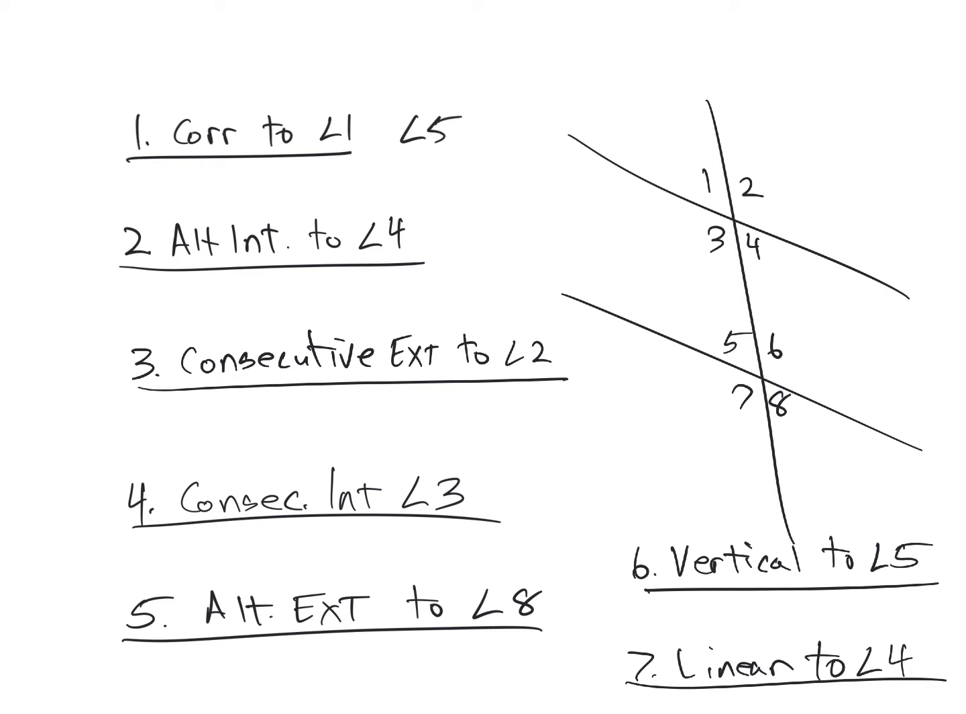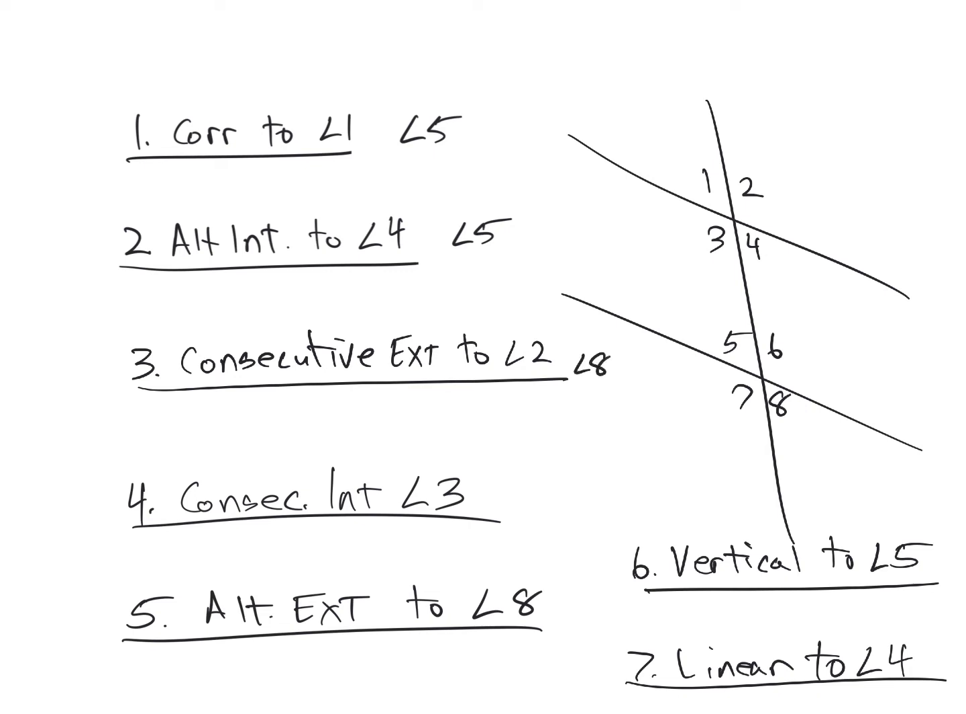Alternate interior. Alternate means on opposite sides of the transversal. So if you're angle 4, the other one would be angle 5. They both have to be on the inside, so angle 5. Consecutive exterior angle to angle 2. Consecutive means same side of the transversal. Exterior means on the outside, so it has to be angle 8.